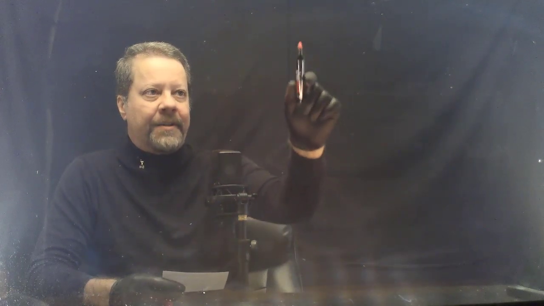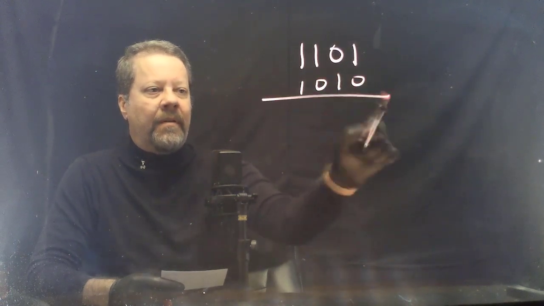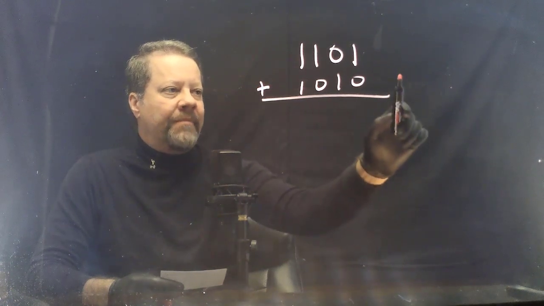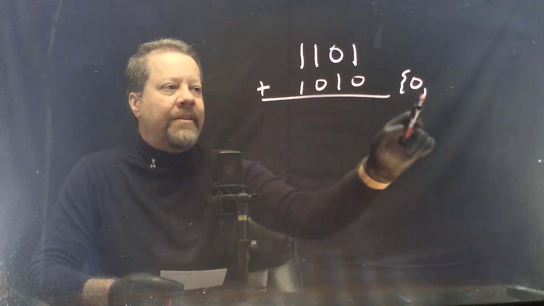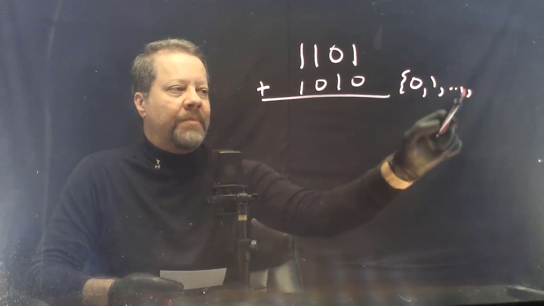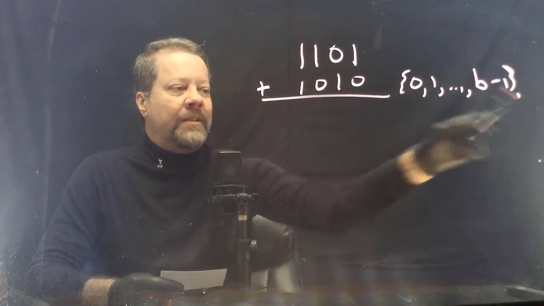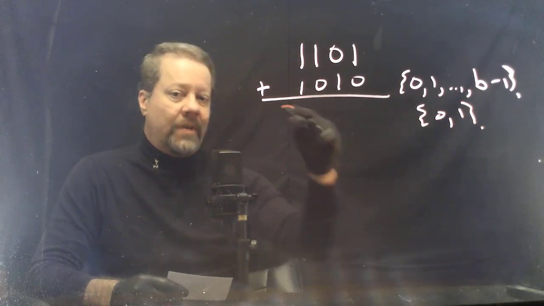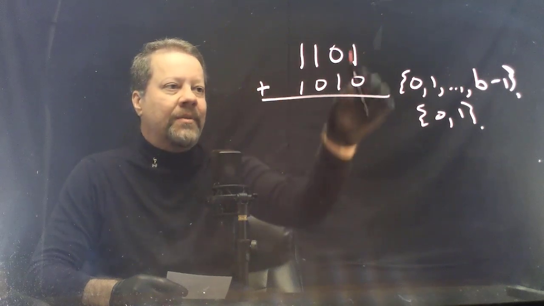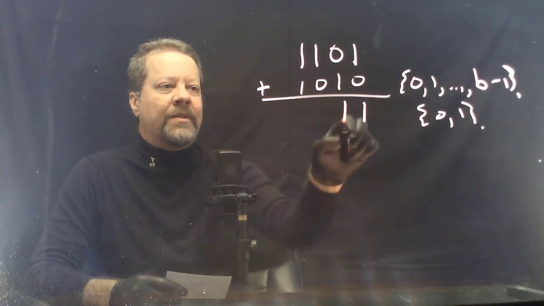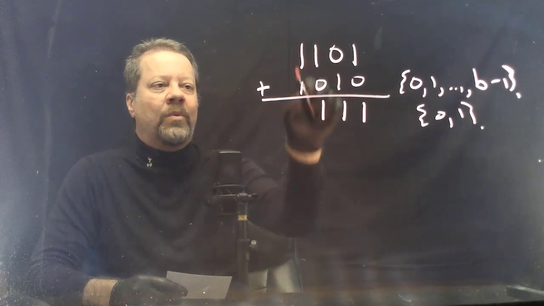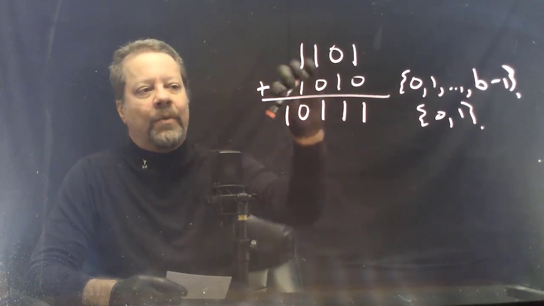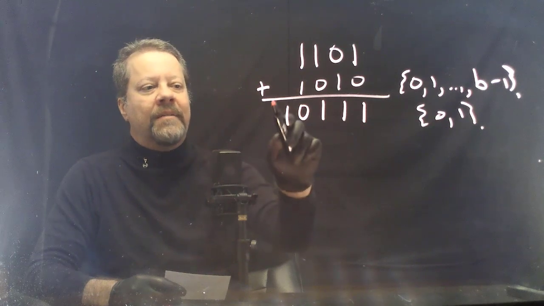Next, I want to look at how you add numbers in various bases. Let's start with base 2. And remember, here your digits only take values up to b minus 1. So in binary, your digits can only be 0 or 1. 1 plus 1 is going to be a 10. You'll have to carry a 1. So 1 plus 0, 0 plus 1, 1 plus 0, 1 plus 1 is, we'll have to carry a 1 over here. And so this will be the sum.